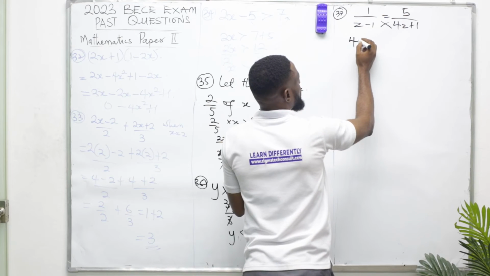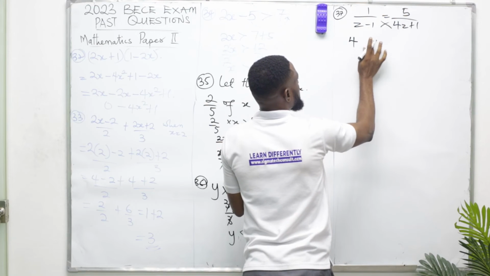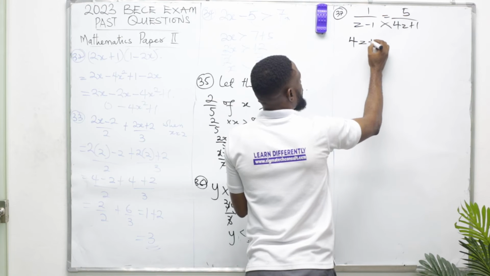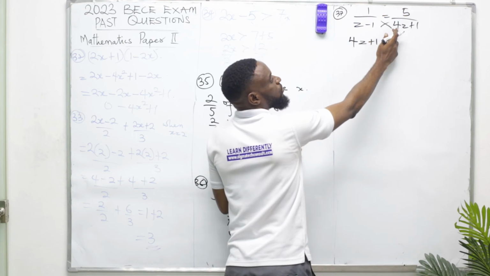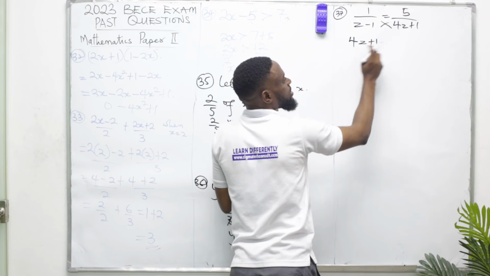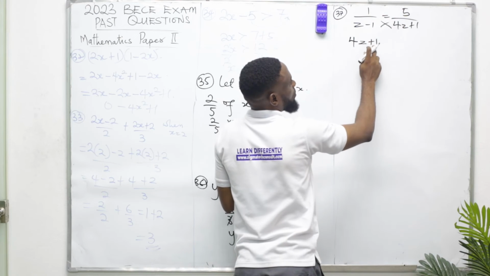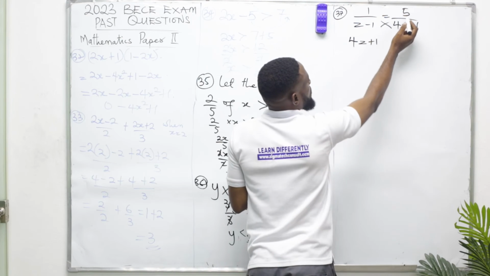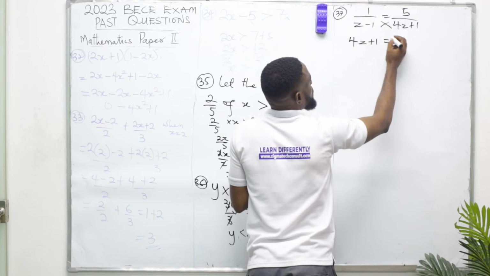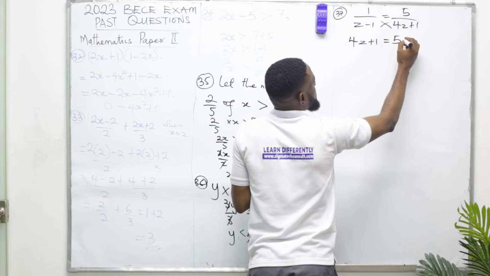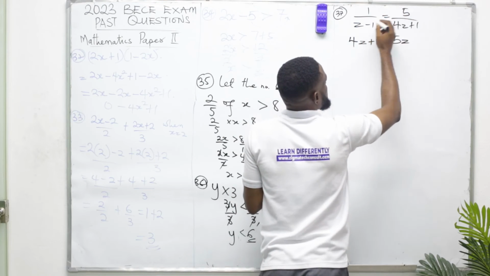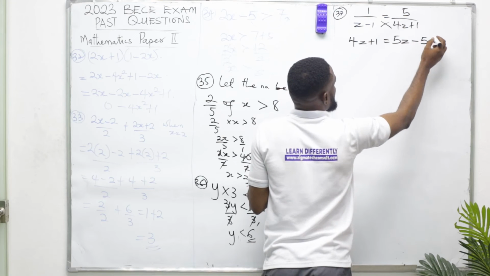So this is 4z plus 1. What did I do? 4z times 1 is 4z. 1 times 1 is 1. All right, so this one goes 5 times z. So this is 5z. 5 times minus 1 is minus 5, right?